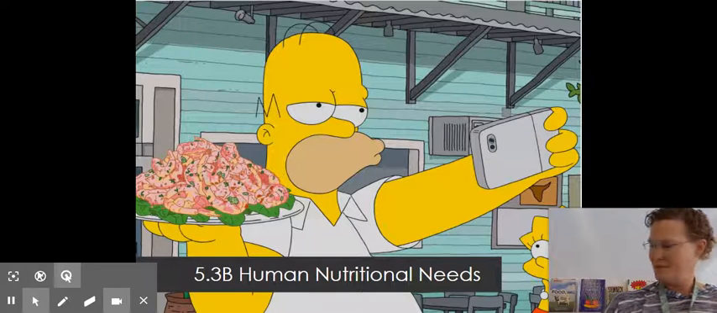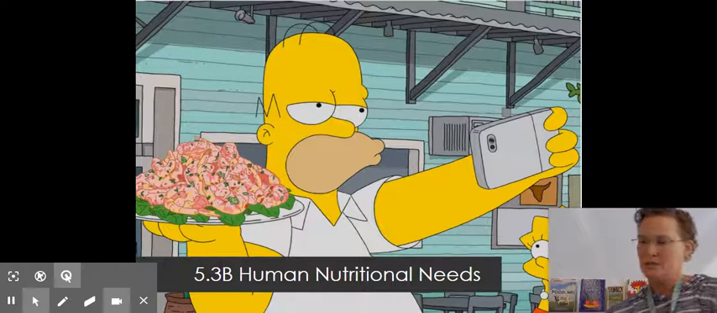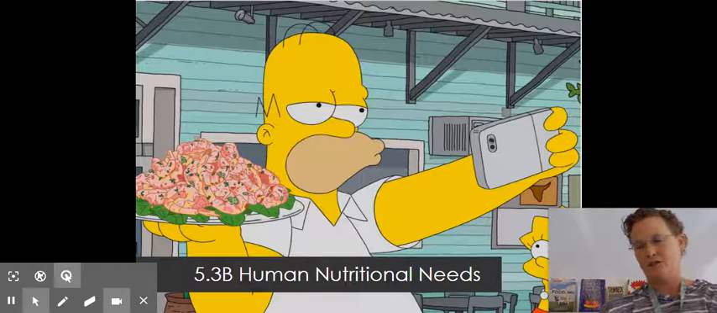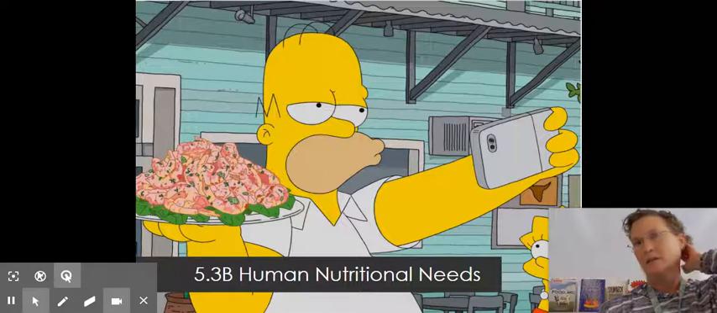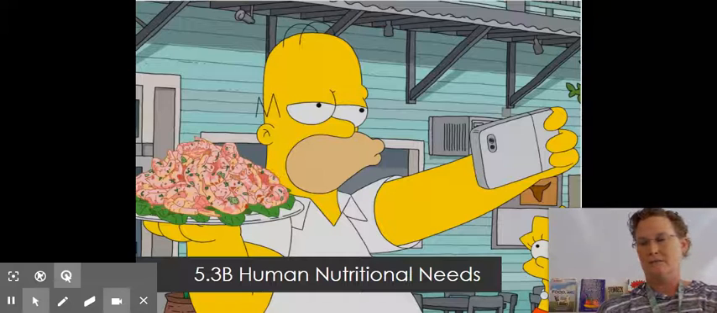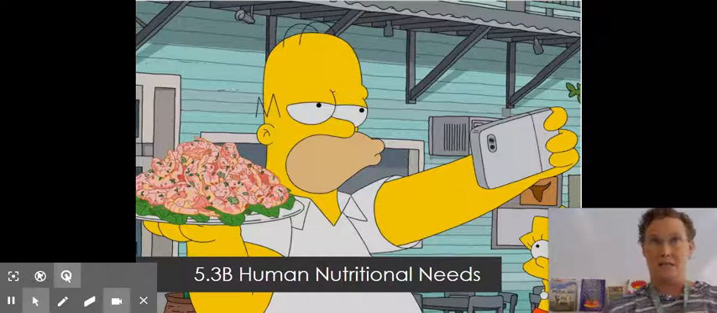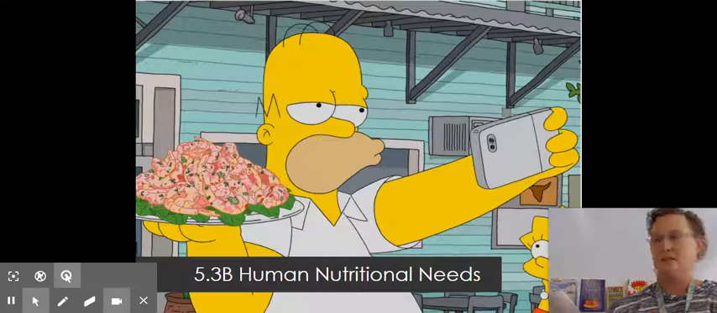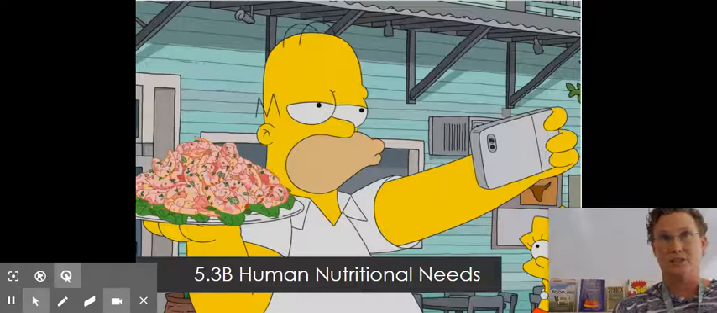Hey, APES students. I'm going to give you a lecture on Unit 5.3b. And this is a unit that's about hunger and famine and human nutritional needs.